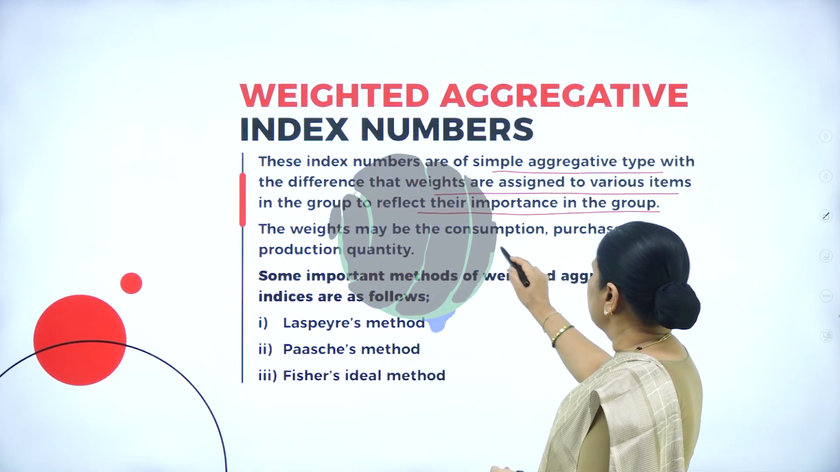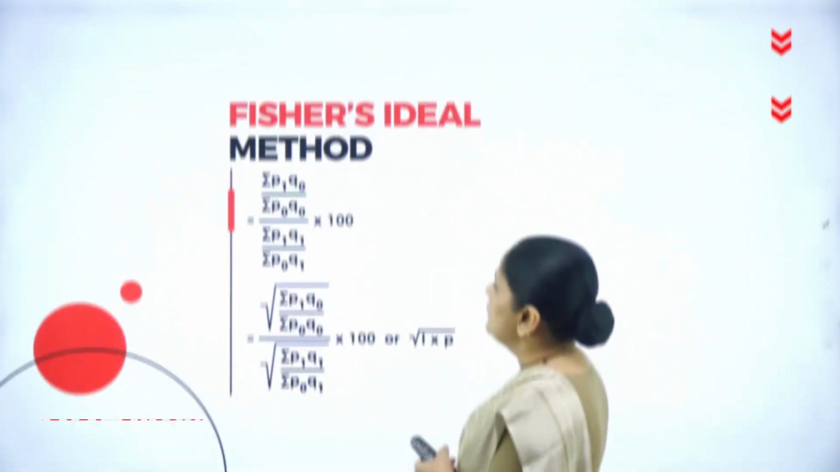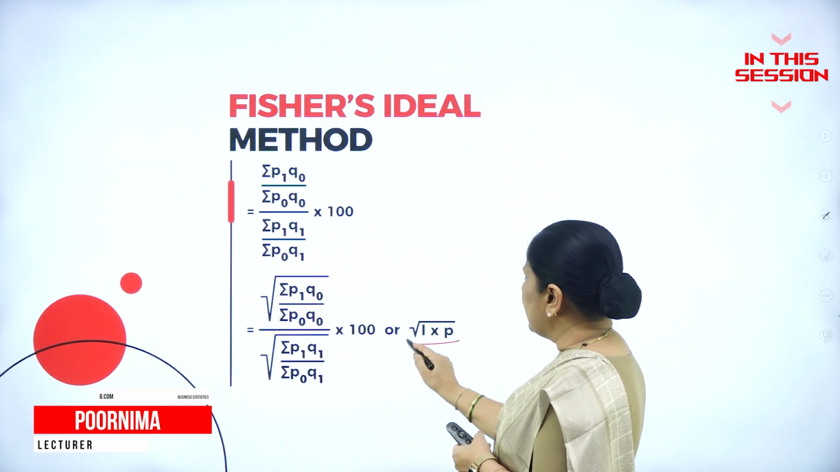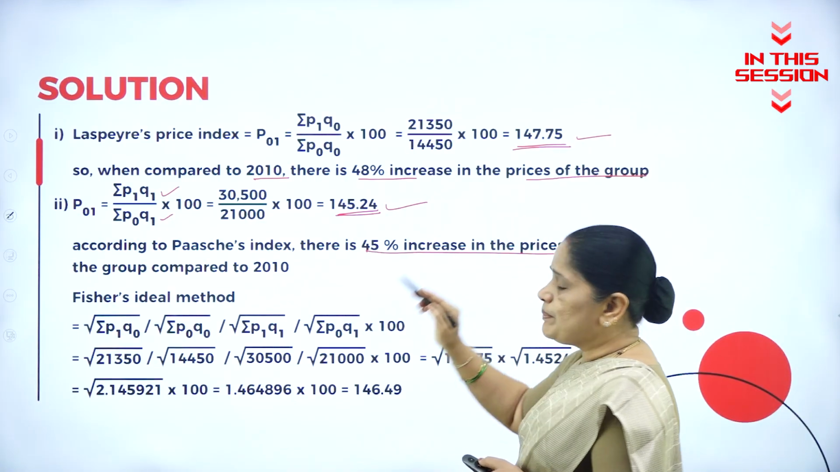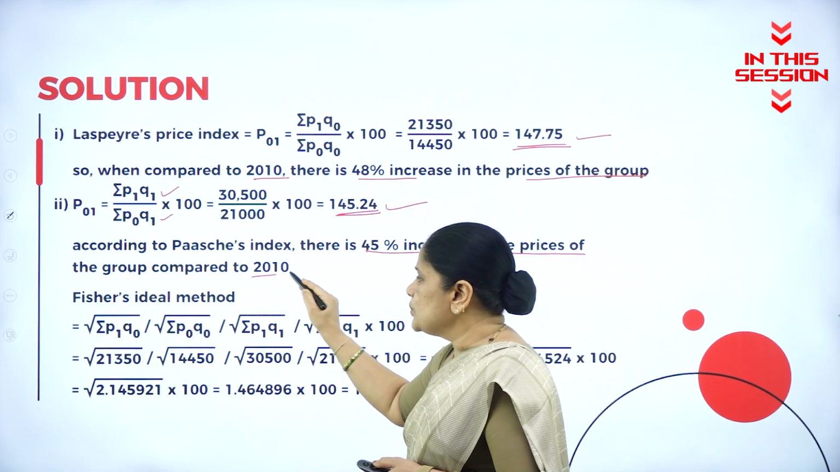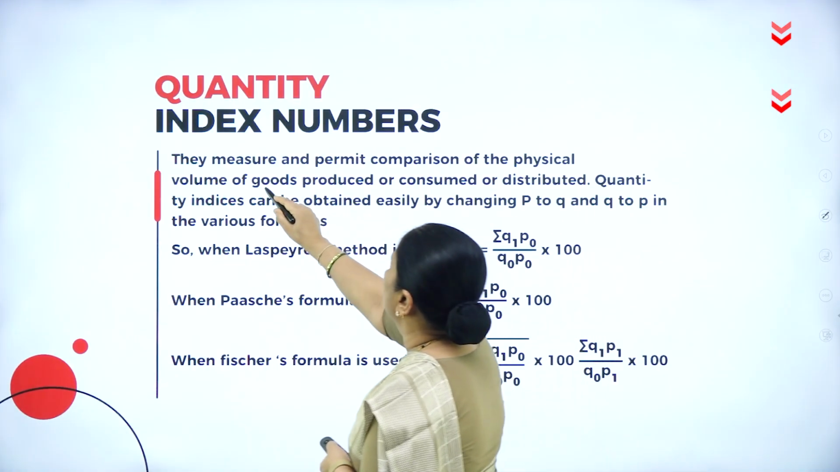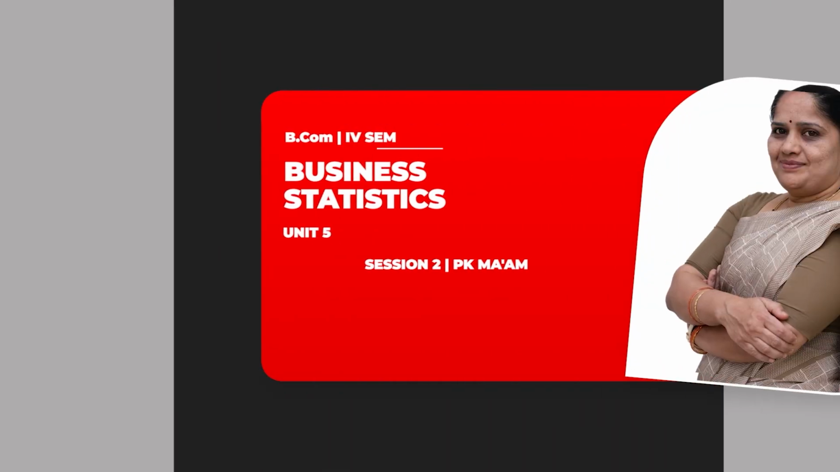So the weights may be the consumption, purchase or the production quantity. So when we are going for the Fisher's ideal index number, it is L into P. That is, there is a 45% increase in the prices of the group compared to 2010. They measure and permit comparison of the physical volume of goods produced or consumed or distributed.